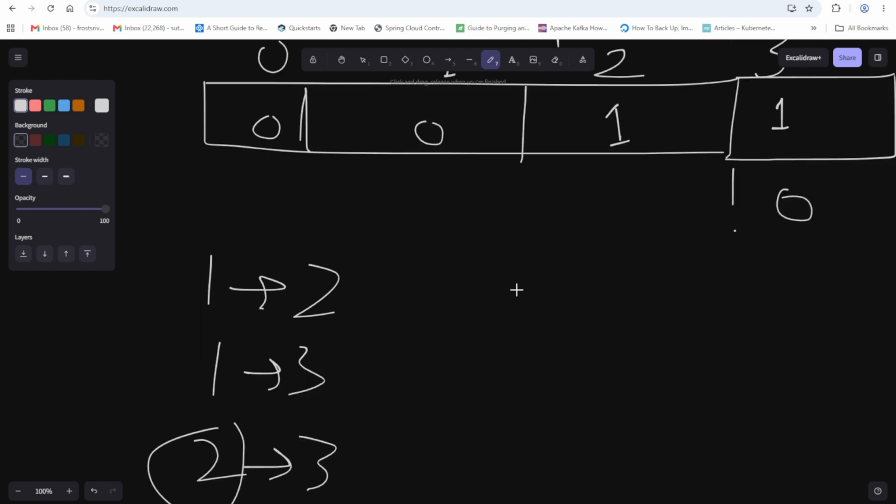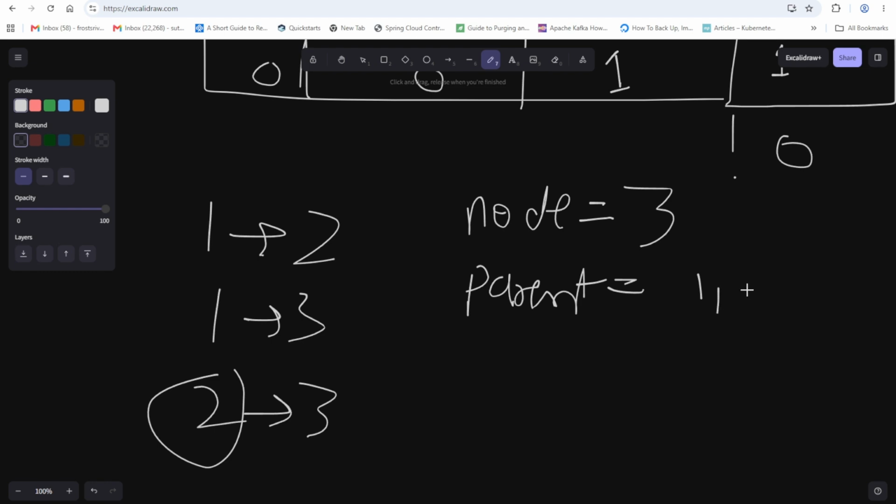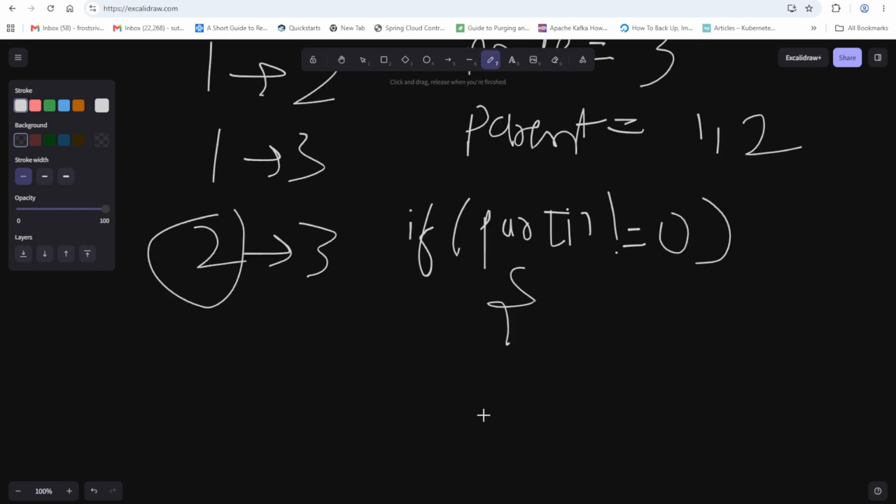Like so, write this. We will find the node. Node will be 3, and 2 parents which it has. So 2 parents are here, 1 and 2. So if we write the logic here, we can check if that parent index is not equal to 0, it means it has already been visited before and some parent already exists, and here we can find the 2 parents.